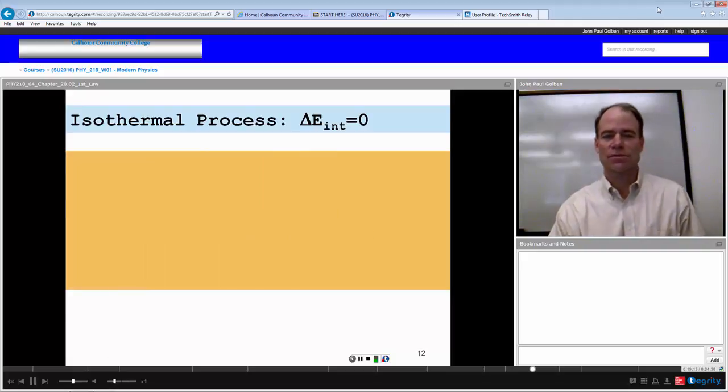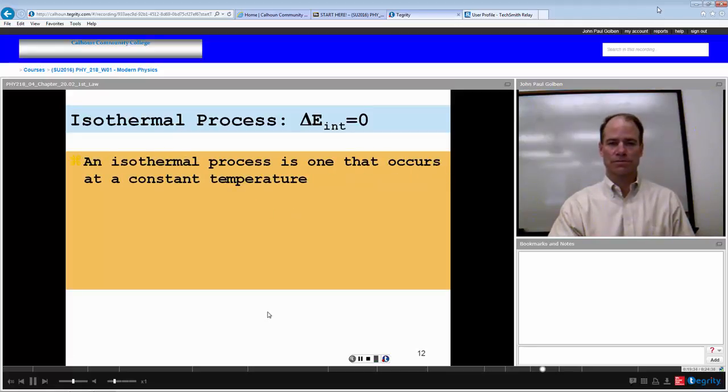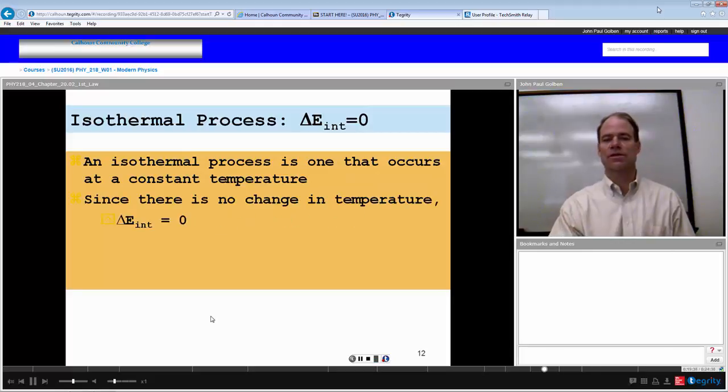Isothermal process. Well, we know that one state variable of our system is the temperature, and that's going to determine our internal energy. So if we were to stay at the same temperature, if we were isothermal, then our change in internal energy will have to be 0 because we're not going to change our state based on the temperature. So an isothermal process is one that occurs at constant temperature, with no change in temperature.